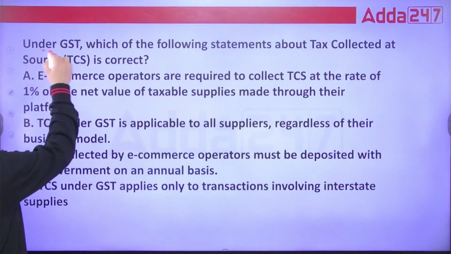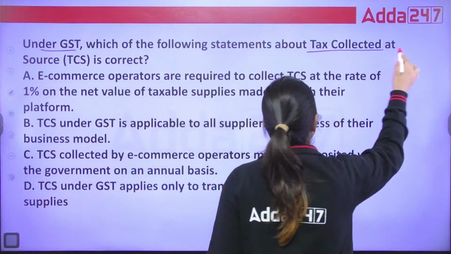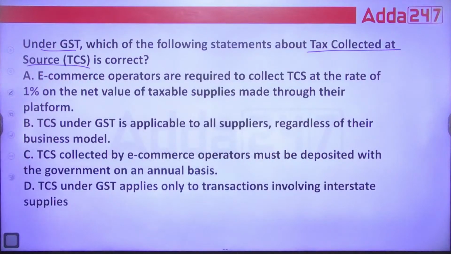So as per GST, which TCS option is your correct option? A, B, C, D. Tell me which is your correct option.